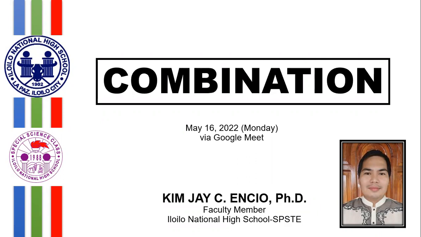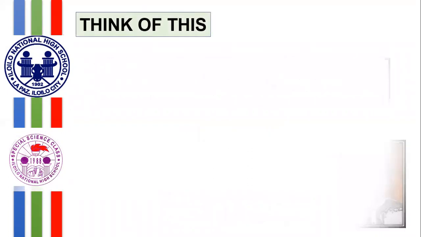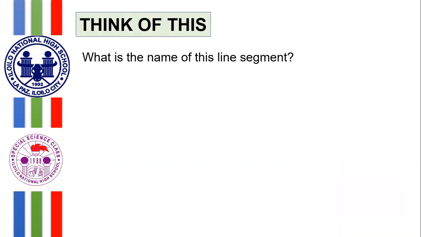I am Kim JC Ensho, and today I will be tackling, or discussing, combination. So think of this. What do you think is the name of this line segment? You were able to learn in your geometry that a line segment has two endpoints, and this particular segment here could be called segment AB.